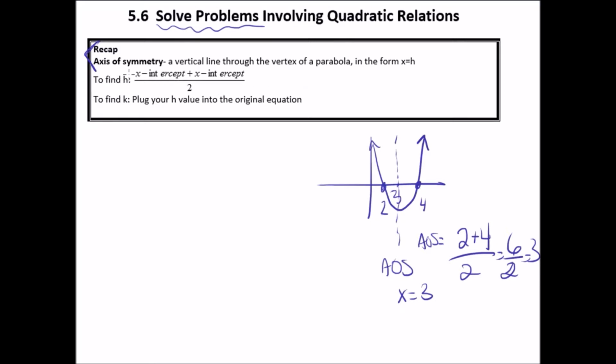Okay, and that's going to be our h value. And if we have our h value, what we can do to find k is plug our h value into the original equation. So let's go ahead and try one of these hands-on.